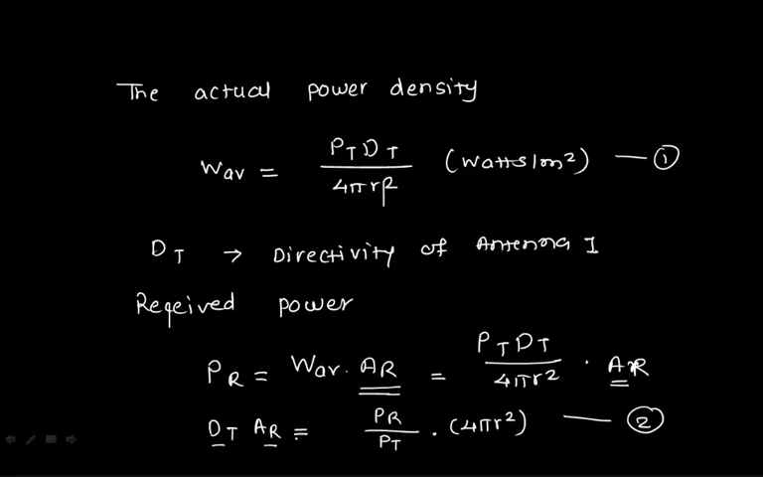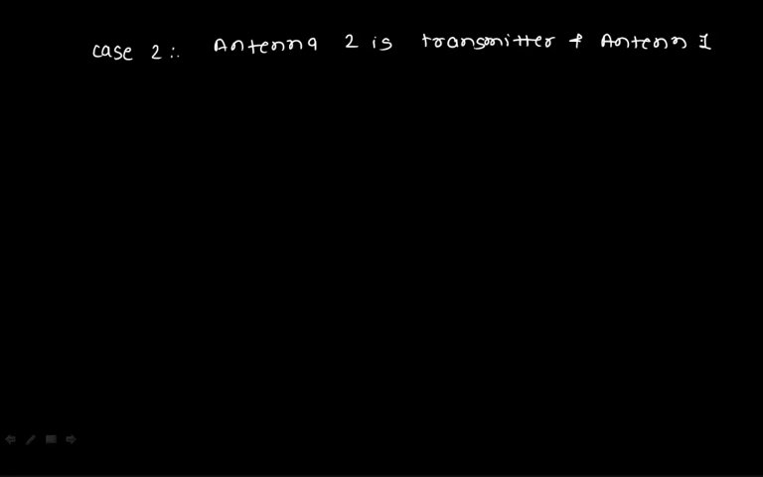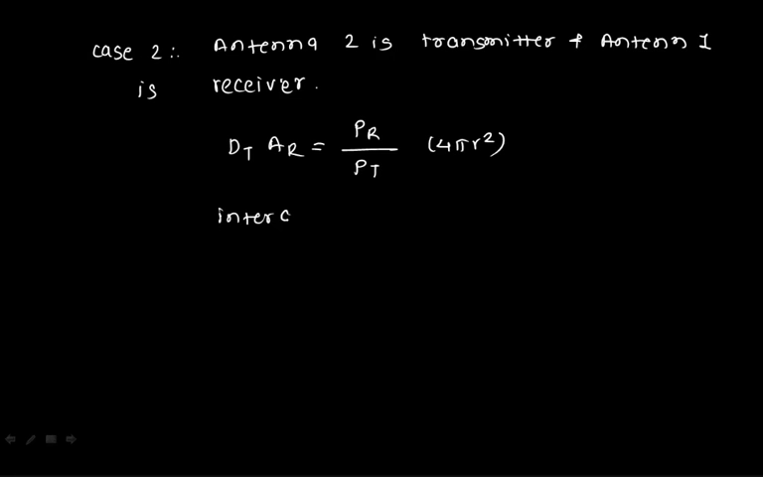Now let us interchange the things. Your antenna 1 was transmitter, your antenna 2 was receiver. Now we are considering another case where antenna 2 is transmitter and antenna 1, sorry, is receiver. So what will happen here? Previously I got the relationship DT AR is equal to PR by PT into 4 pi r square. So by interchanging, what will I get?